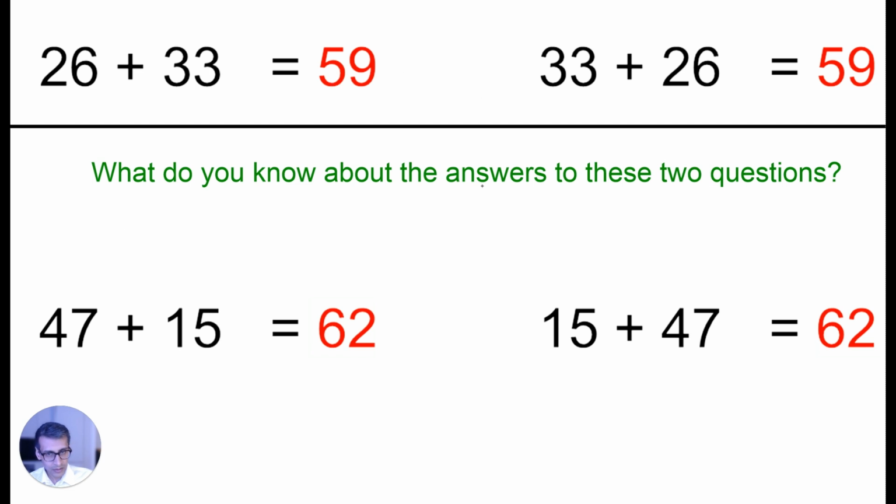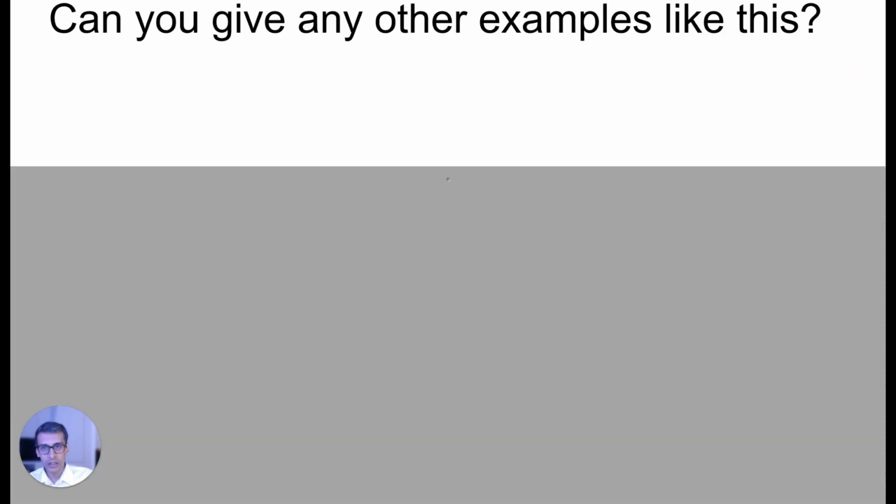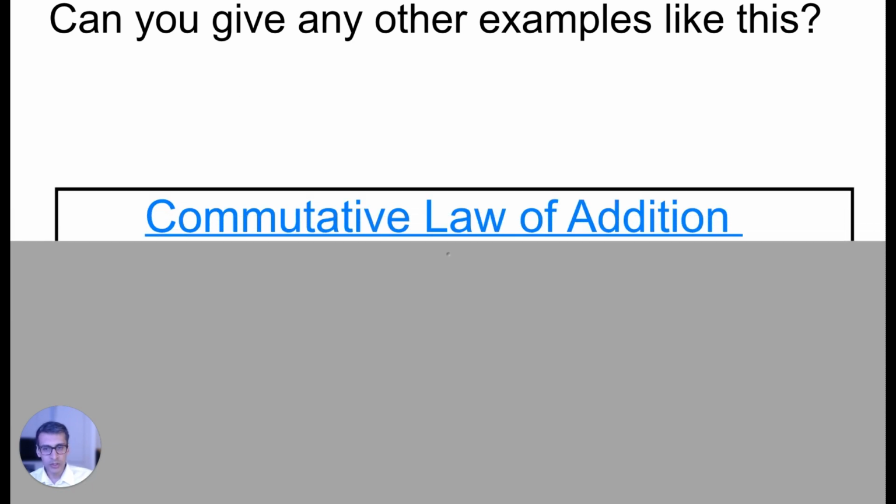Now, there's a pattern here that I hope you have noticed, and that is actually called the commutative law of addition. So when you think of the word commutative, you can think of commute, when things go from one place to another. Addition is obviously when we're adding things up, it's a sum, and the law applies to everything. So we're looking at something that applies to all numbers.